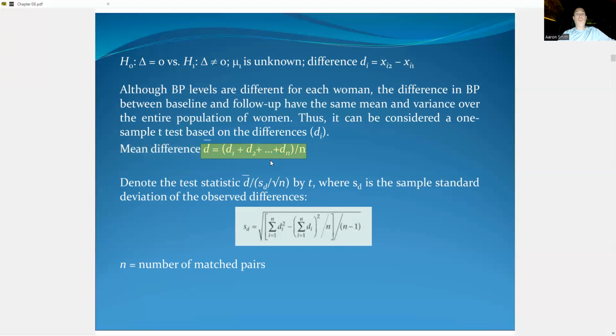And so our test statistic will be the average divided by the sample standard deviation of the differences divided by the square root of the number of observations. And so we're going to be doing a t-test on this. This is actually just the sample standard deviation calculated on the differences.